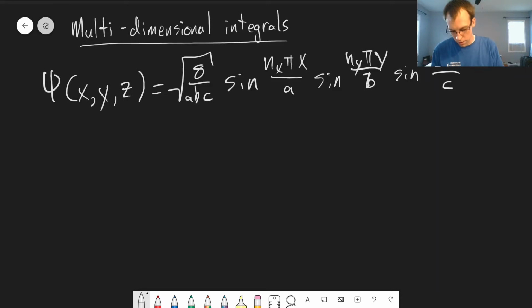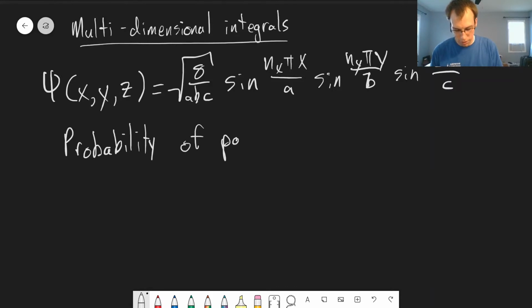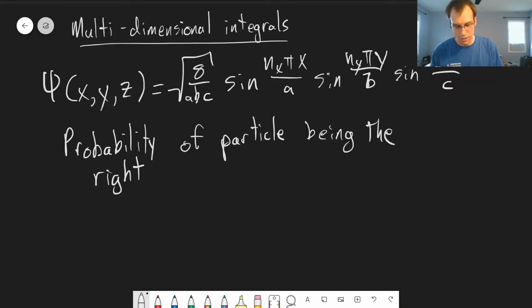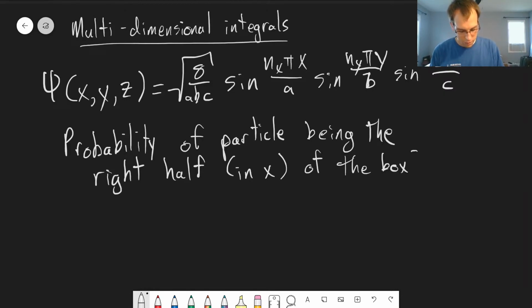For example, say we want to find the probability of the particle in a three-dimensional box being on the right half of the box. We did this with the one-dimensional box, and we know what we should expect. We should get 1/2. It should be on one side half the time, and on the other side half the time. I'll say right half in x. Now we need to specify which wave function we're talking about.